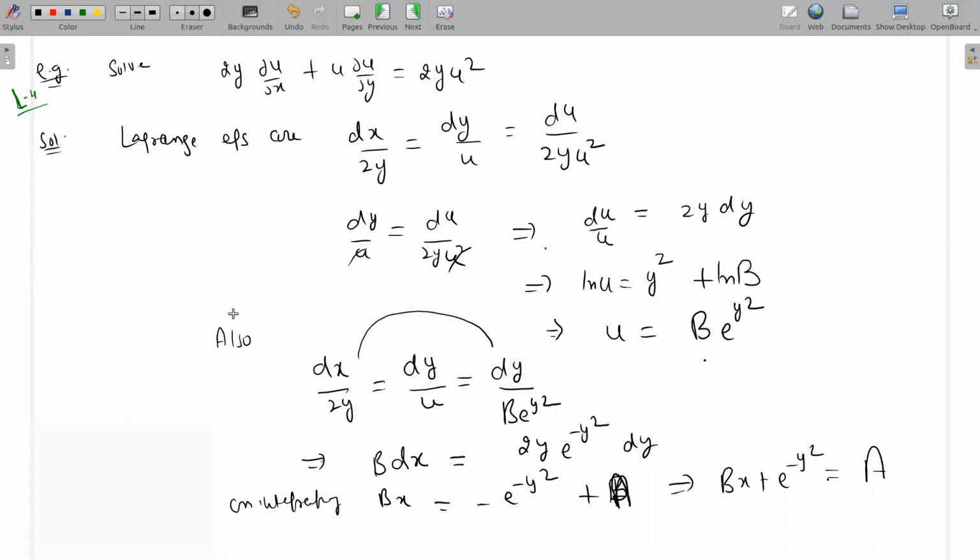In the previous lecture, we were solving this example. Did you complete this example?